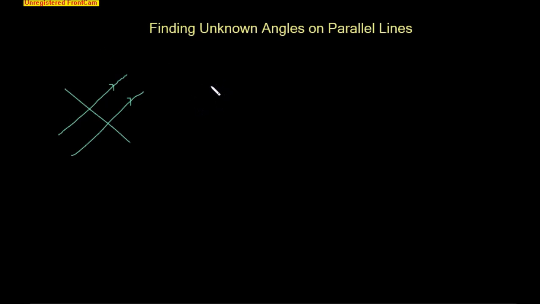In this video we're going to look at finding unknown angles when we've got a set of parallel lines. The parallel lines are indicated by these arrows, suggesting that these two lines here are parallel, and the other line here, the one that cuts them, is called the transversal line. So if we need to find angles around these intersecting lines, we can follow a few very basic rules.